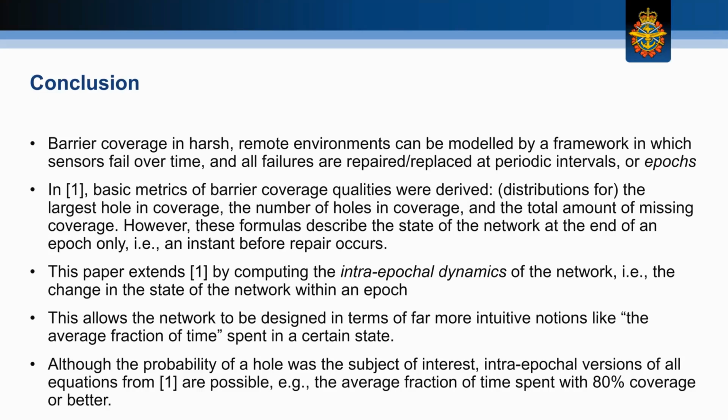I focus mostly on the fraction of time that there's a hole in the network, but we could take any of the metrics from the previous work and apply that instead. So what's the average fraction of time that we have 90% coverage? What's the average fraction of time that we have 2 holes or fewer? We can take any of those terms and recast them in their intra-epochal forms because of the modular form of the equation that I showed you earlier. I think that's it.